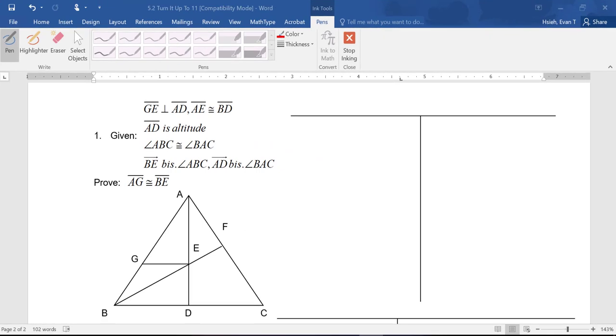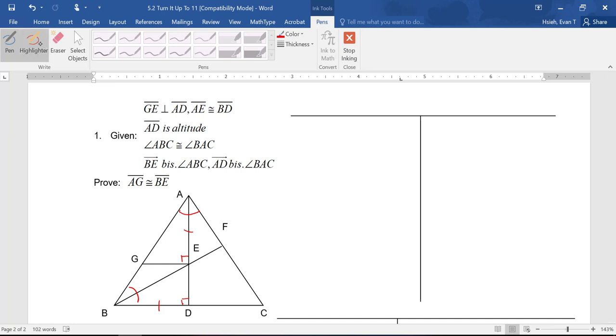Alright, we're on the backside now. We're trying some of these tougher proofs. Let's take a look at this first one here. GE is perpendicular to AD, a right angle right there. I know that AD is an altitude, so I've got a right angle here. AE is congruent to BD. Okay, that's kind of weird, but let's go with that. And angle ABC is congruent to angle BAC, this big angle here. And you've got two bisect statements.